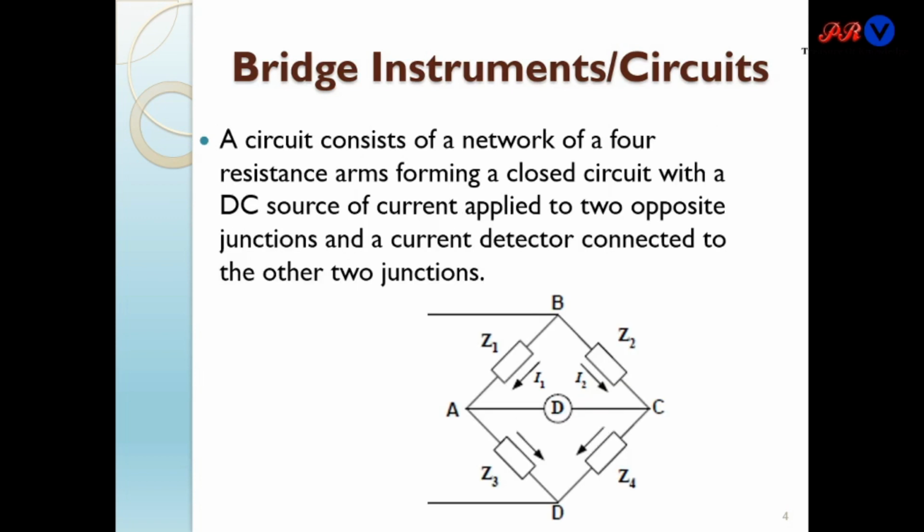So this is the circuit diagram for the bridge. Here the circuit consists of a network of 4 resistance arms, forming a closed circuit with a DC source of current applied at 2 opposite junctions. So here we will apply the DC source at these B and D terminals, and a current detector, which may be a galvanometer, is connected to the other 2 junctions.